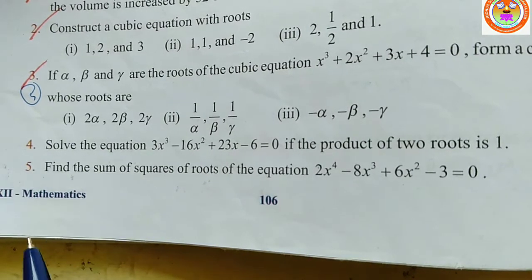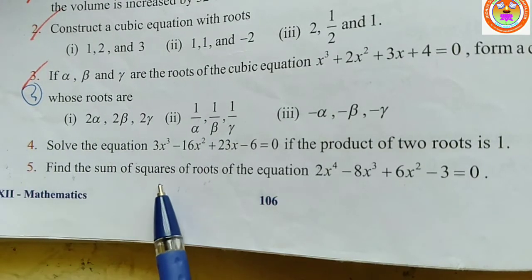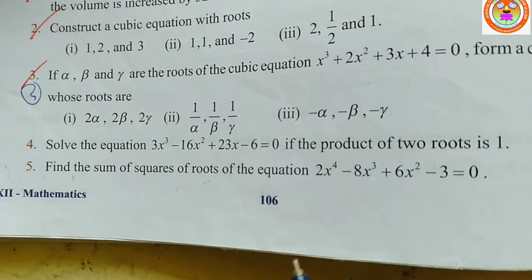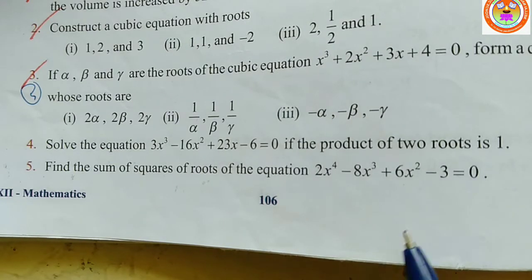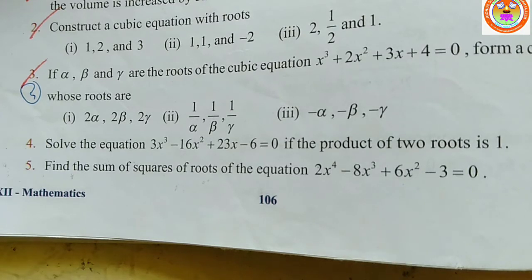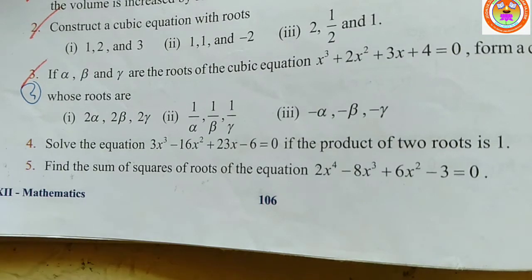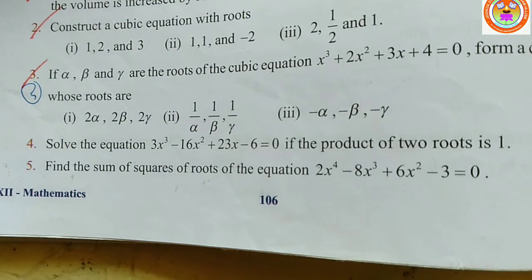See the next question, question number 5. Find the sum of squares of the roots of the equation 2x raised to 4 minus 8x cube plus 6x square minus 3 is equal to 0. See this equation. This is a quartic equation. Quartic means degree is 4. So degree 4 means this equation contains 4 roots.